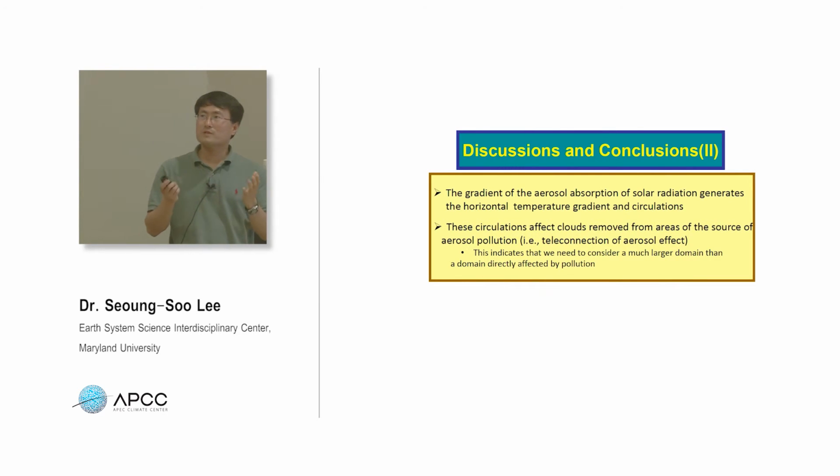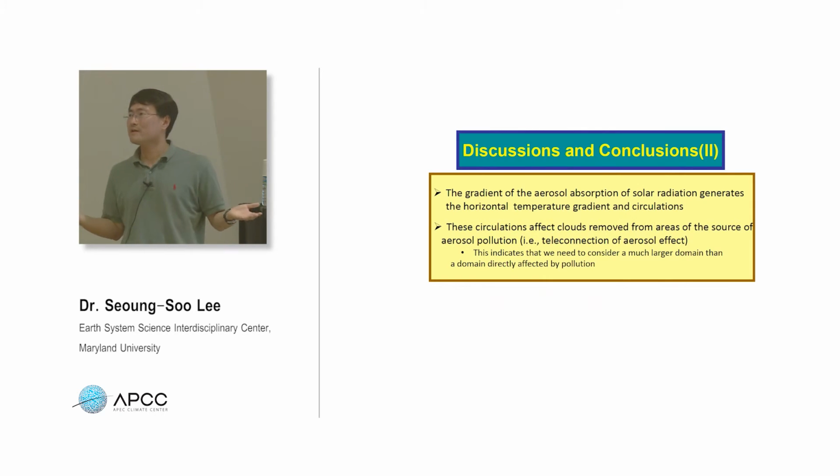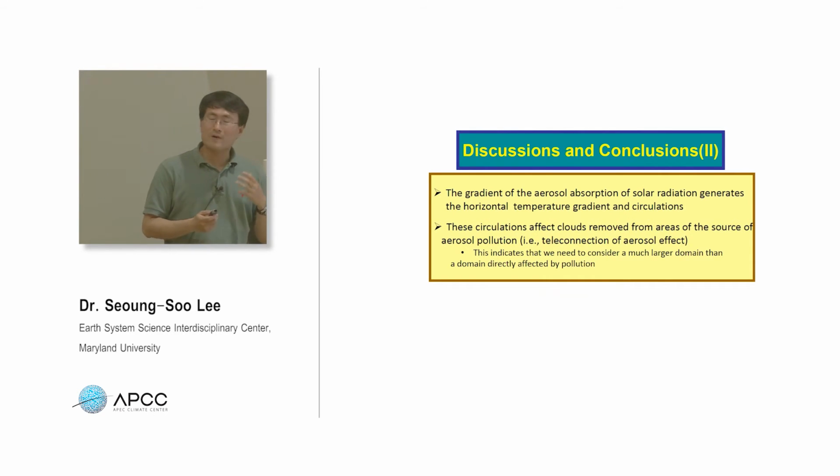So for example, if there's a huge pollution in the Busan area, that pollution can generate this type of circulations to affect the clouds maybe in Kim area. So that's kind of possibility should be considered for more comprehensive understanding of aerosol cloud interactions.